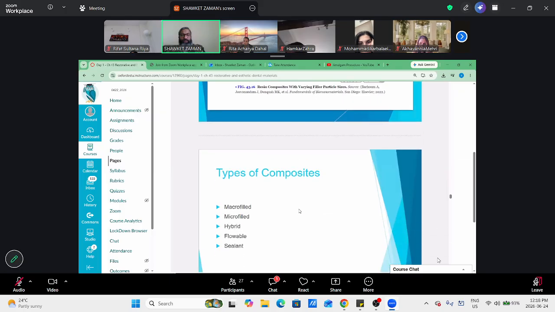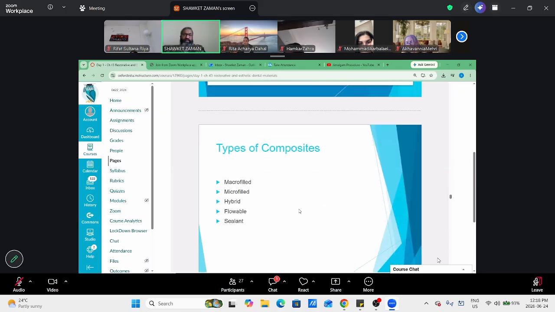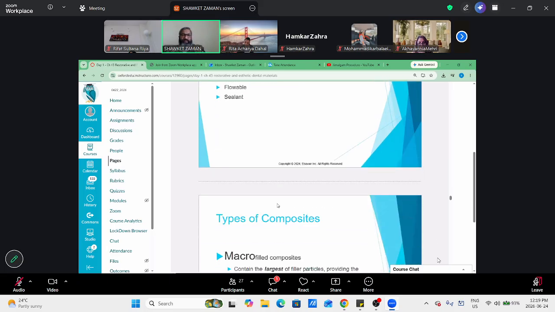So now, what are those? As you can see here, these are the different types of composite filling materials available in dentistry, and as a dental assistant, we should know about all of this information. Number one is macrofilled. Number two is microfilled. Number three is hybrid. Number four is flowable. And number five is the sealant. These are the types of composite filling materials available in dentistry.